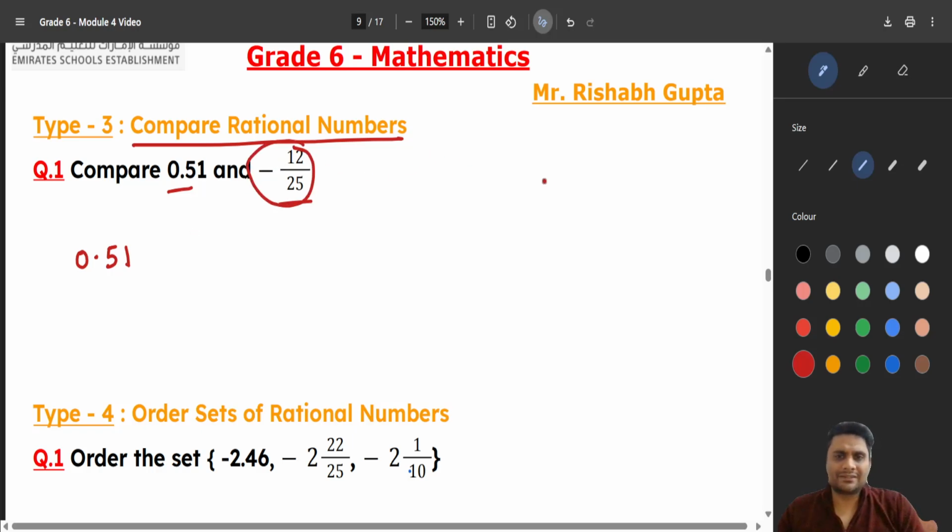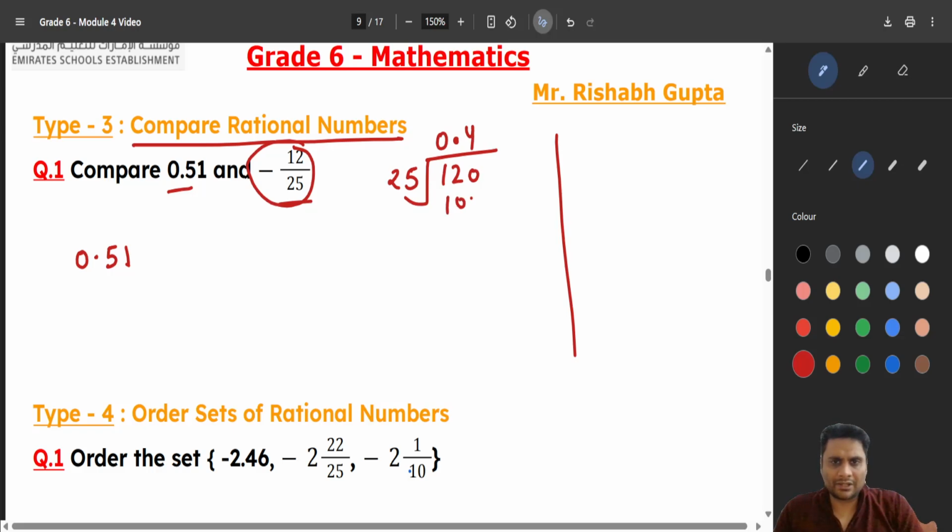Now, there are two ways. I will explain both of them. The first one, simply divide. 12 divided by 25. 12 is smaller than 25. So, I will put a decimal. Decimal will give me the power to write 0. 25 times 4 will be 100, the closest number to 120 in the table of 25.